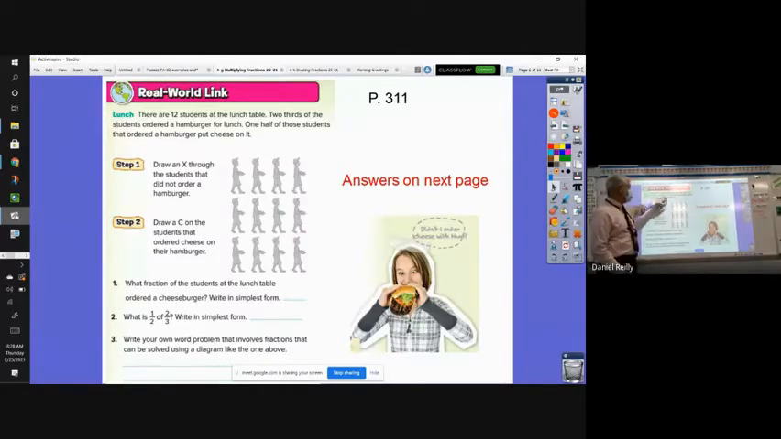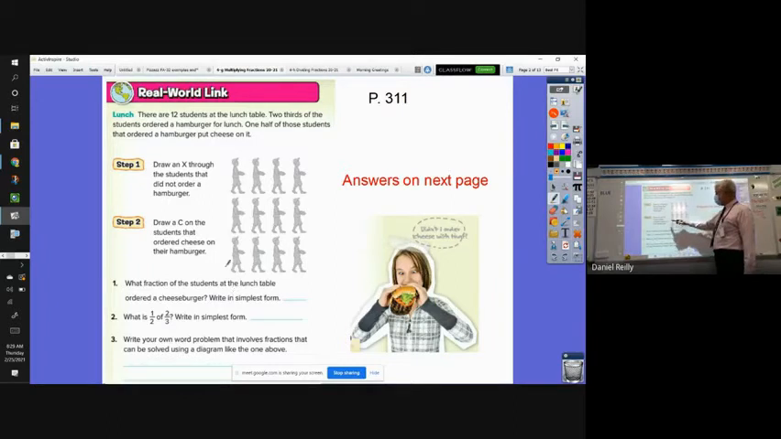Okay. So 12 students at the lunch table, 2/3 ordered a hamburger, and then half of them ordered a hamburger with cheese. Okay. So who didn't order a hamburger? If 2/3 did, then that means 2/3 of 12 is 8. And the 1/3, the last 4, did not order a hamburger.